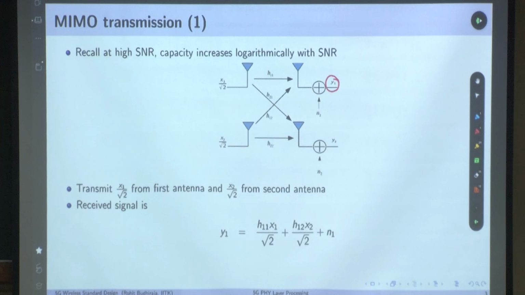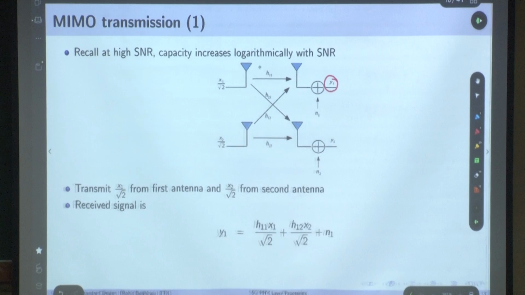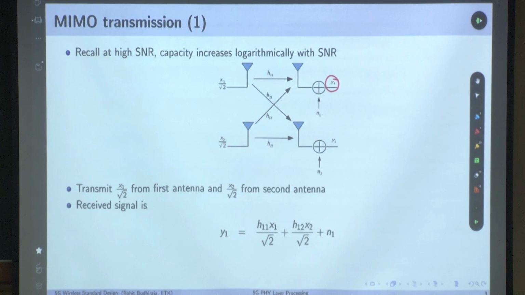Now, what is this H11? You have to read this notation carefully. This subscript denotes the transmit antenna and this subscript denotes the receive antenna. So, this is the channel from the first transmit antenna to the first receive antenna. That is how we are denoting it. And what is this channel? The channel from the second transmit antenna to the first receive antenna.